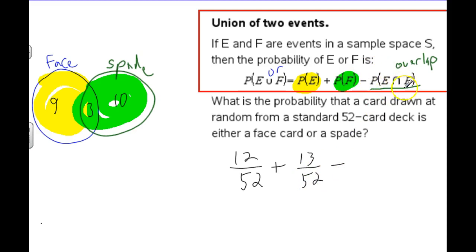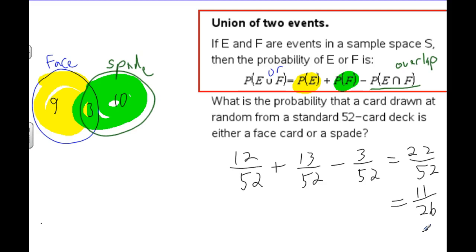Minus, according to the formula, I have to subtract the overlap. So the overlap is the AND. That's that little part in the middle. The reason we have to subtract it: to get that 12, I did 9 plus 3. I counted those Jack, Queen, and King of spades. To get this 13, I did 10 plus 3. I counted those Jack, Queen, and King of spades again. I counted those 3 cards twice, so I have to subtract the overlap. This would be 25 over 52 minus 3 is 22 over 52, which is 11 over 26. Type it in your calculator if you want the decimal, and you've got it.